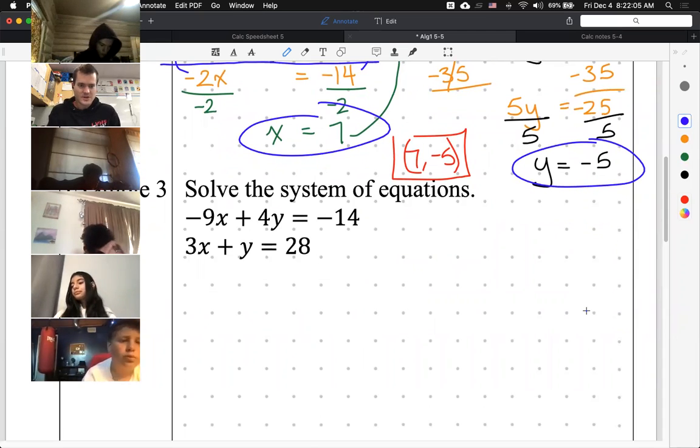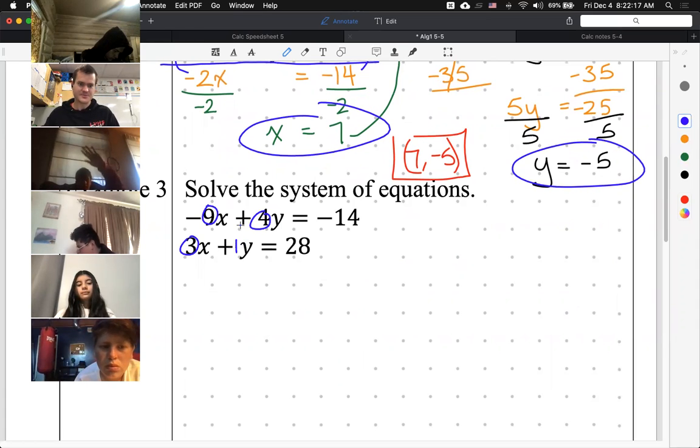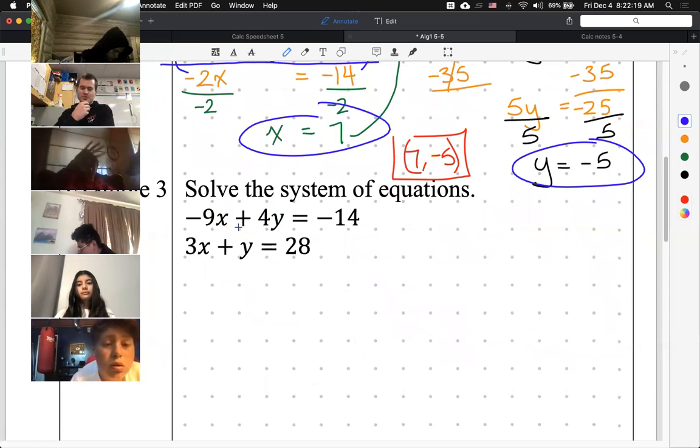Example number 3. I'm looking. I don't see any numbers that match. Like 9 and 3 aren't the same number, 4 and nothing. I guess it's a 1, right? Those don't match. So I need to multiply 1 or 2 of these equations by something in order to match them. And then after I match them, I can either add or subtract. What do I do here?